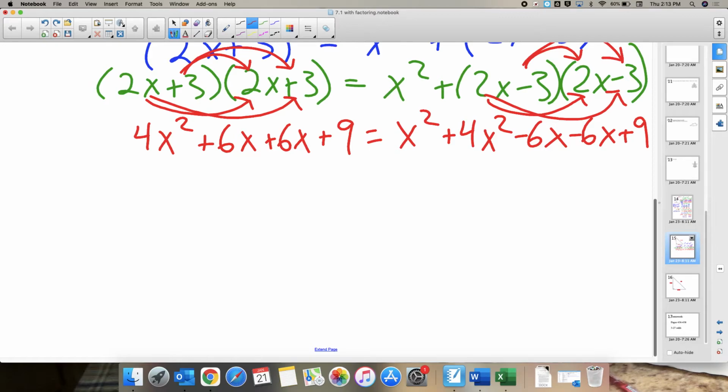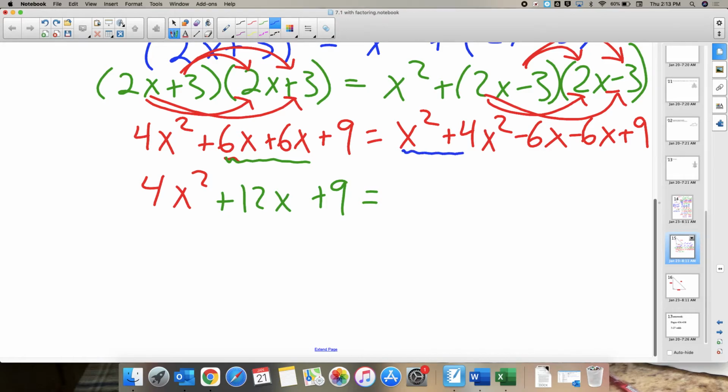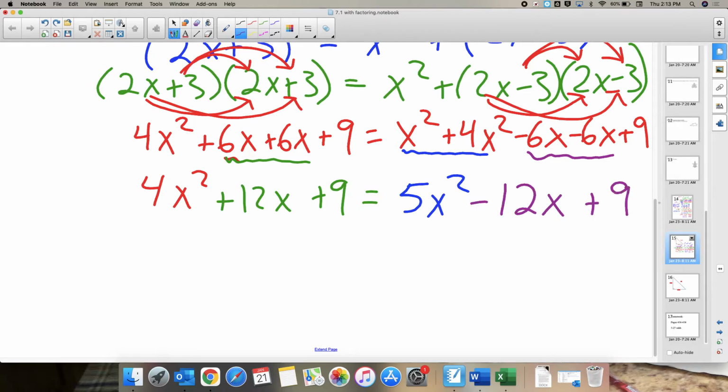First step, let's just clean it up. 4x squared, combine my terms here. I get a plus 12x plus 9 equals, let's combine our terms here. I got x squared plus 4x squared. That would be 5x squared. We can combine these two terms. I got negative 6x and negative 6x is minus 12x. And I got my plus 9.